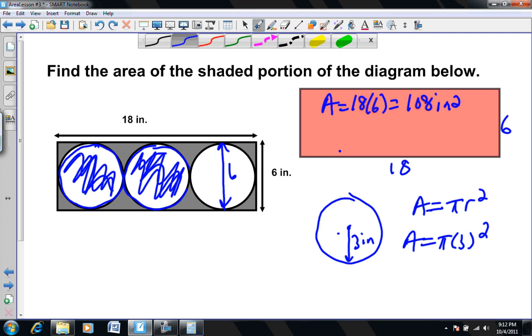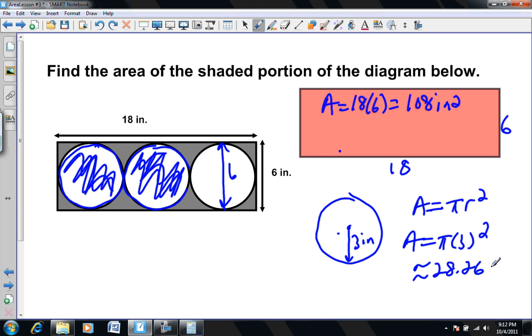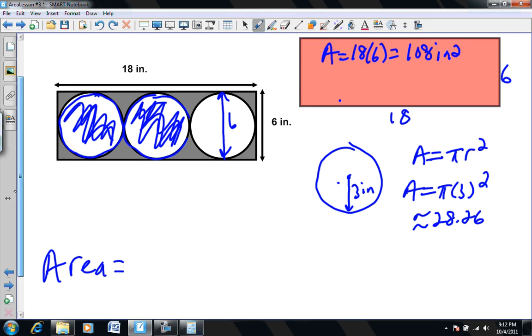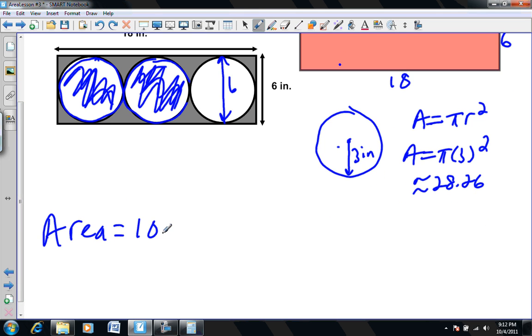28.26. So this area is approximately 28.26. But now remember, I've got 3 of those circles. So the final area that I'm looking for, the area of the shaded piece, is going to be the area of the rectangle. That was 108. But I have to subtract 3 circles.